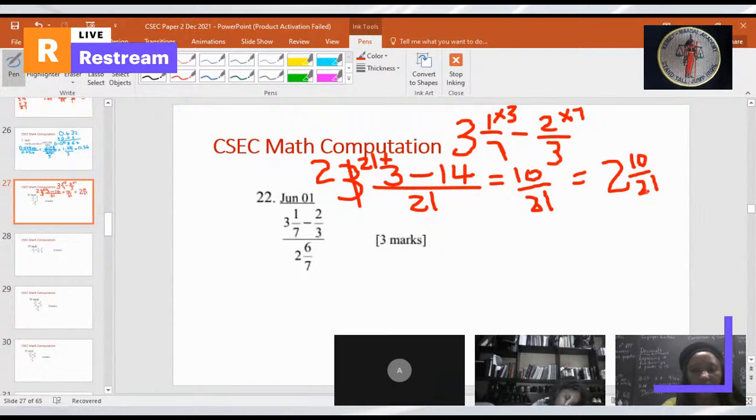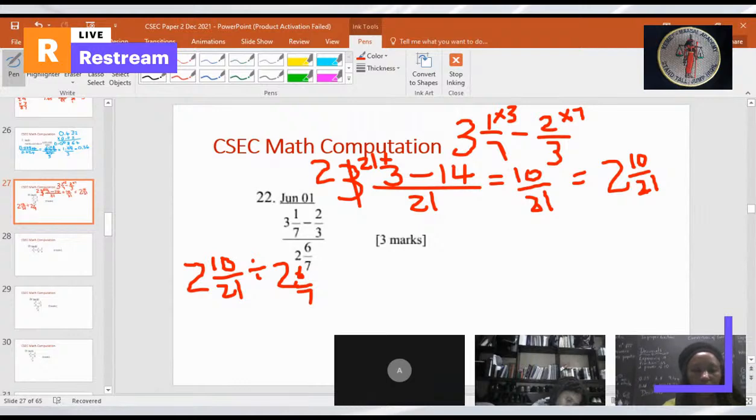So we need to divide now, to divide this by this, right? Yes, miss. So we change both the mixed fractions. Let me write them first. 2 and 10 over 21 divided by 2 and 6 over 7. All right, what do I do now?